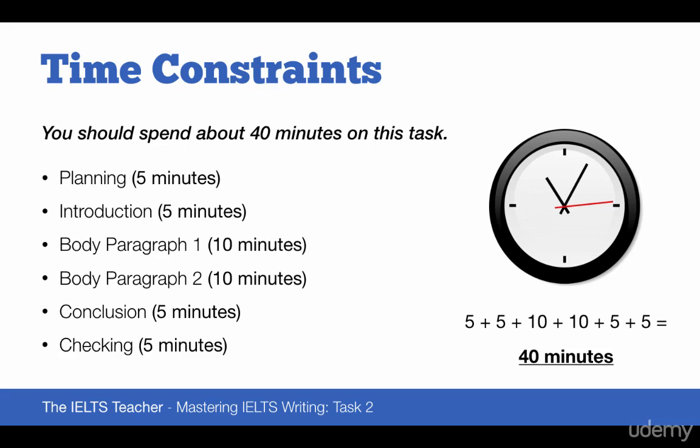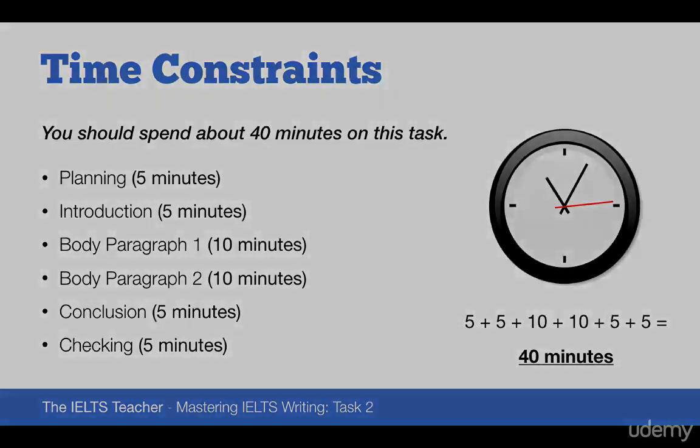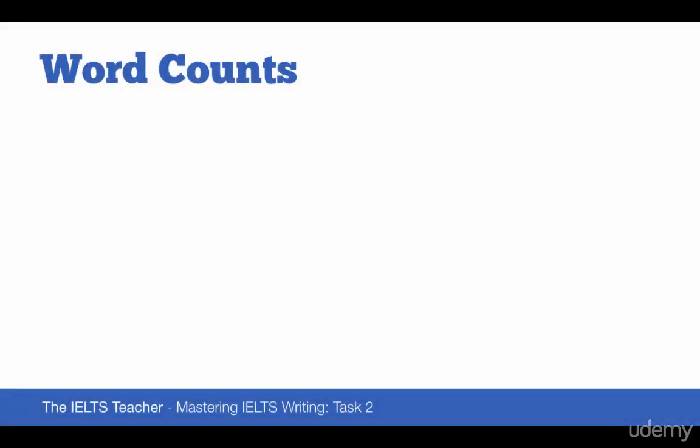That's an ideal world. Of course, on the day, you won't really be thinking, oh no, have I spent 5 minutes on the introduction? But this is what you should aim for when you are studying by yourself before the exam. Let's think about the word count then. In IELTS Writing Task 2, you are required to write at least 250 words. This is not optional, you must. If you don't write 250 words, you will lose marks for task achievement.